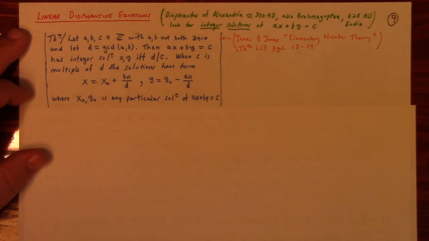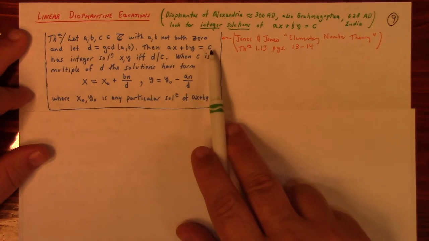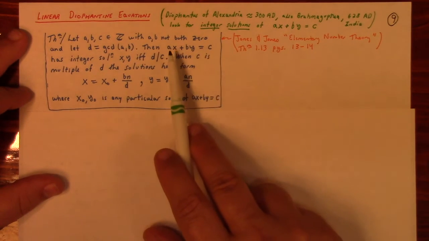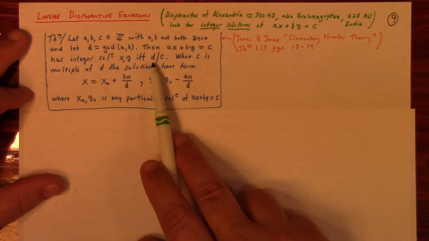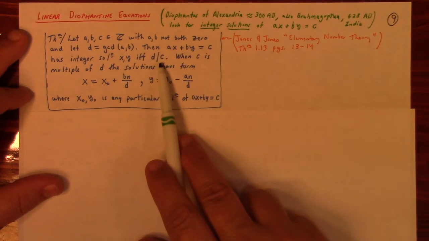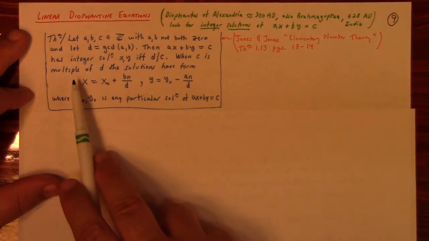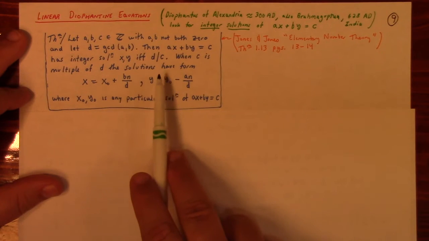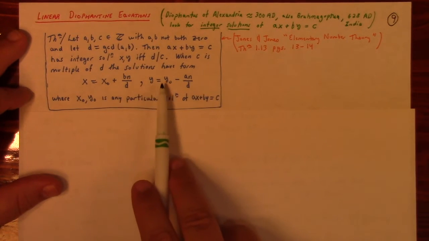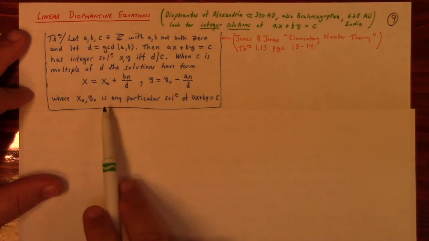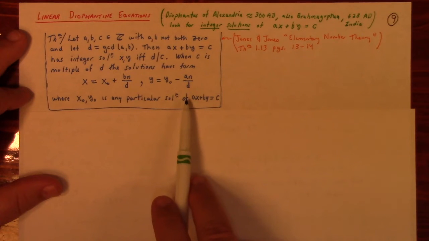So the solution is this. If we have ax plus by equals c, it must be that c is a multiple of the GCD of a and b, which means that if d does not divide c, there's no solution. Okay, but good news, when c is a multiple of d, the solutions have the form x equals x naught plus bn over d, and y equals y naught minus an over d, where x naught and y naught is any particular solution, and d is the GCD.